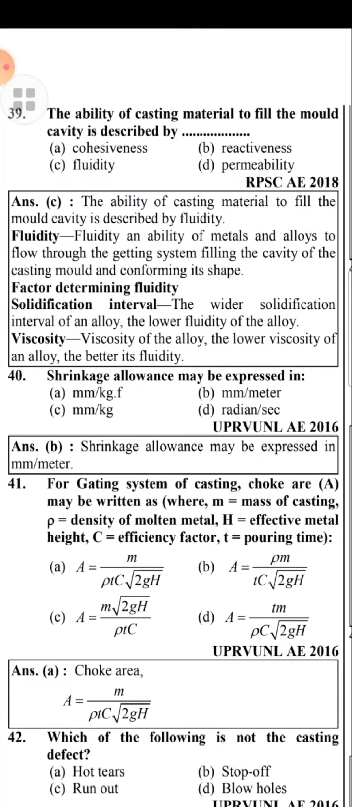The ability of casting material to fill the mold cavity is described by fluidity. Fluidity is the ability of metals and alloys to flow through the gating system, filling the cavity of the casting mold and conforming to its shape. Factors determining fluidity: solidification interval. The wider the solidification interval of an alloy, the lower the fluidity of the alloy. Viscosity. The lower the viscosity of an alloy, the better its fluidity.